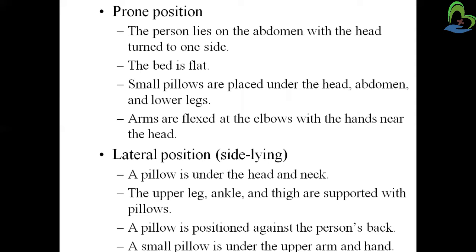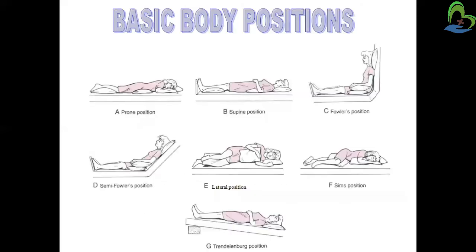So the person can take a pillow for comfort under the head and back neck area. The upper leg, ankle and thighs are also supported with a pillow, and a pillow is positioned against the person's back. And a small pillow is under the upper arm and hand. So as shown in the image, that is the lateral position, meaning the person can sleep on one side. So it is known as a side lying position, and the person can take a pillow under the arms, hands and legs. So it can support and provide comfort to the patient.